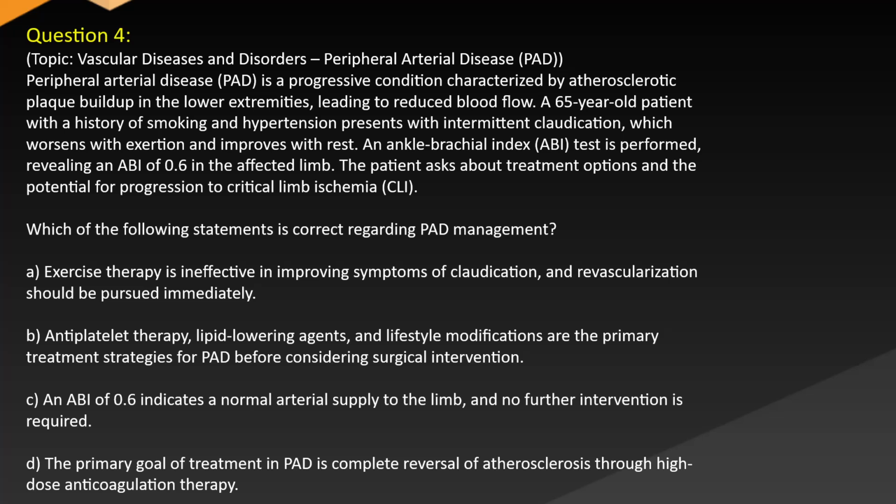A. Exercise therapy is ineffective in improving symptoms of claudication, and revascularization should be pursued immediately. B. Antiplatelet therapy, lipid-lowering agents, and lifestyle modifications are the primary treatment strategies for PAD before considering surgical intervention. C. An ABI of 0.6 indicates normal arterial supply to the limb and no further intervention is required. D. The primary goal of treatment for PAD is complete reversal of atherosclerosis through high-dose anticoagulation therapy.